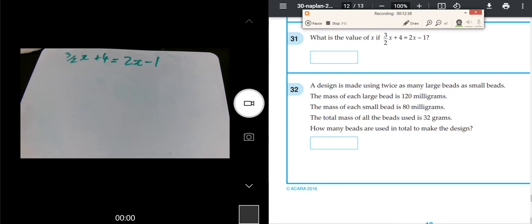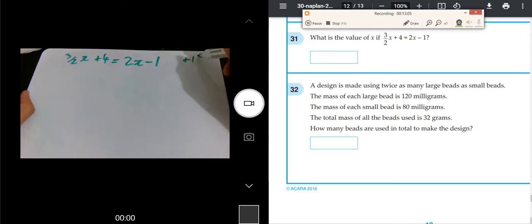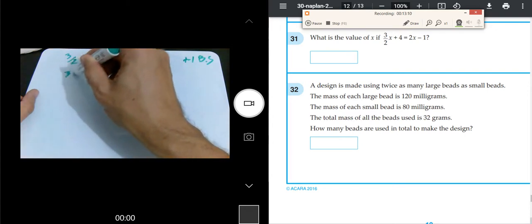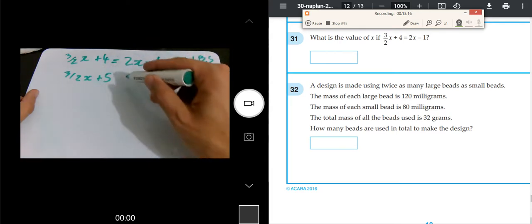Hopefully we know that 3.5 x's means 1.5. So we'll probably be able to double that and make that nice and easy later on in this equation. So we'll get to that. First off, what I'll do, I always like to get rid of negatives. So we'll get rid of that minus 1 by plussing 1 to both sides. Plus 1 both sides. So that will end up making 3.5 x plus 5, because we've got 4 plus 1. And that will just equal 2x.